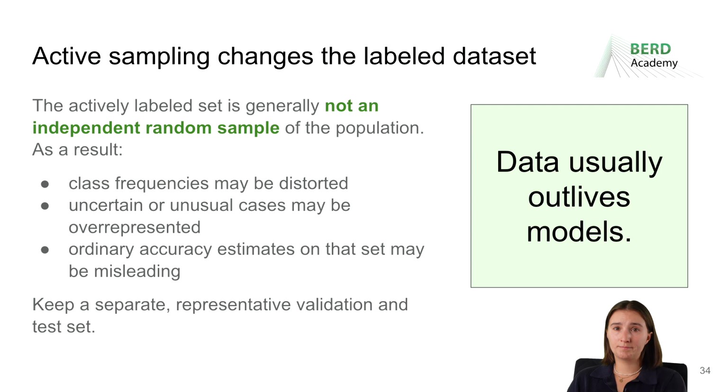Also, another important thing is data usually outlives models. So basically, if you look at the past couple of years, especially with the increase of capabilities with large language models, oftentimes the algorithms and the models change very quickly. However, the data that you have and that you have collected usually outlives that. And therefore, it is always the question, what is your goal? What do you want to do? And might it be worth it to collect proper independent data, even though it's more expensive compared to the active learning pipeline?